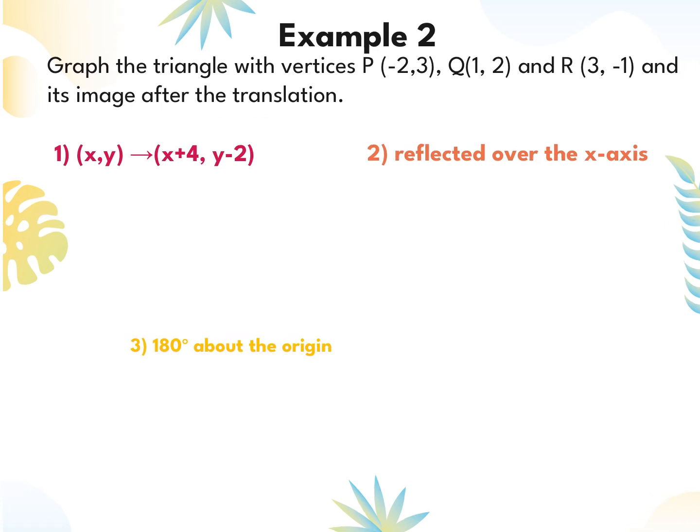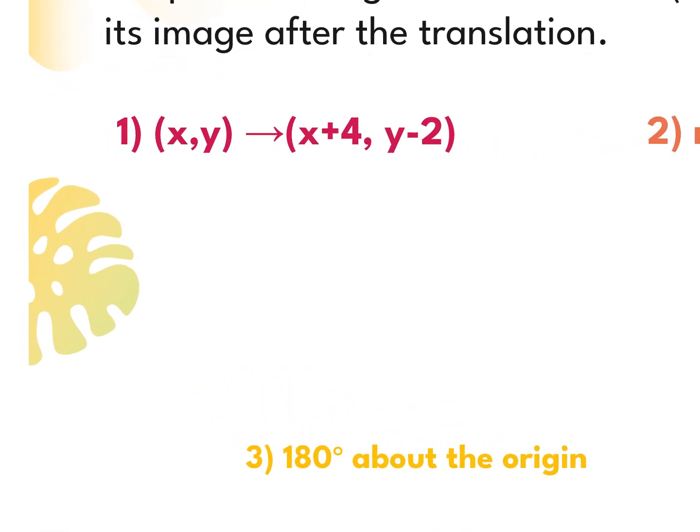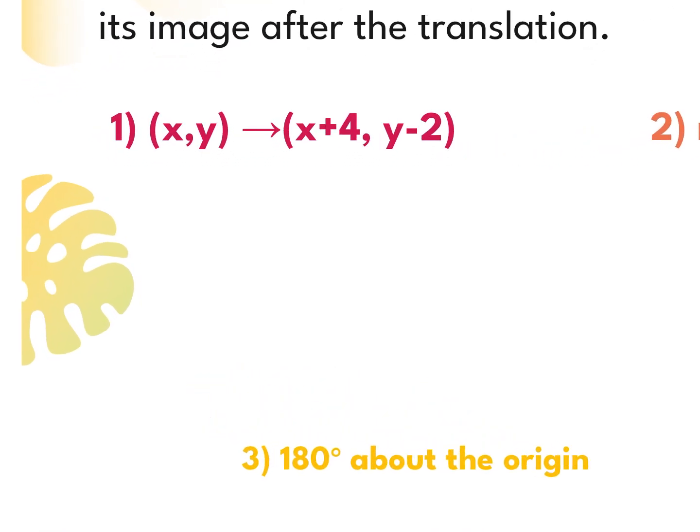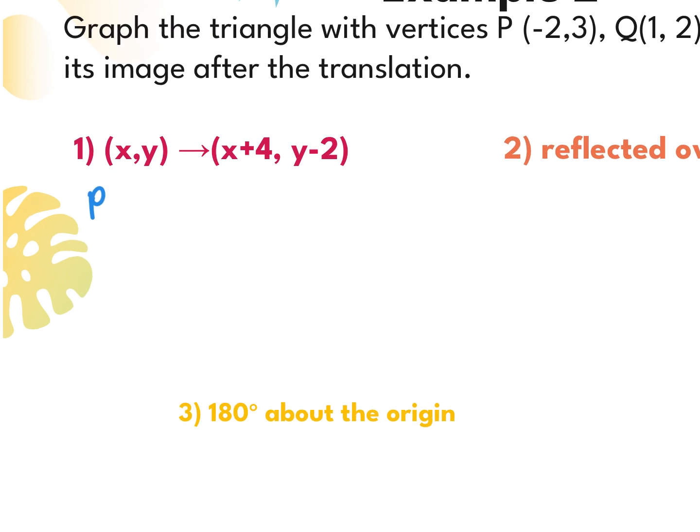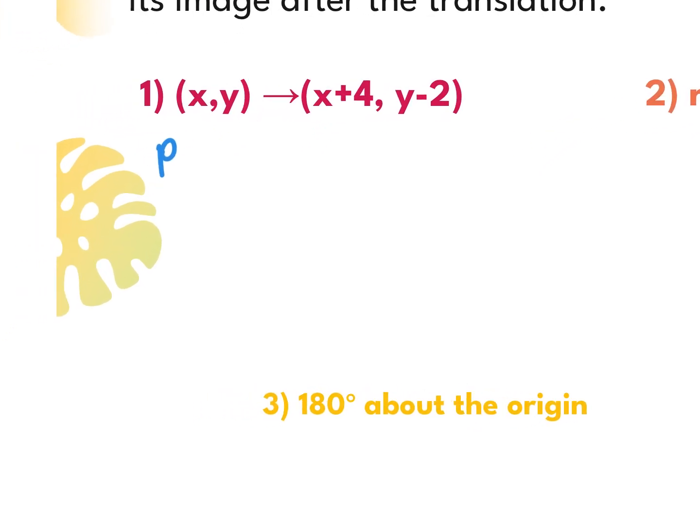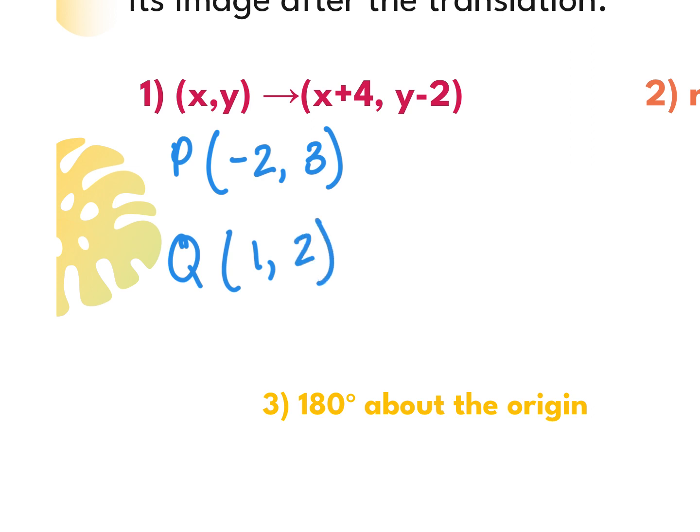So these are my original. I'm going to write them down. I'm doing number 1. We'll just do it in blue. I have P, Q, and R. So let me make it a little smaller. I have P, which was -2, 3. Q, which is 1, 2. And R, which was 3, -1. So now I'm solving it using this rule. I'm going to get my new image of everything.